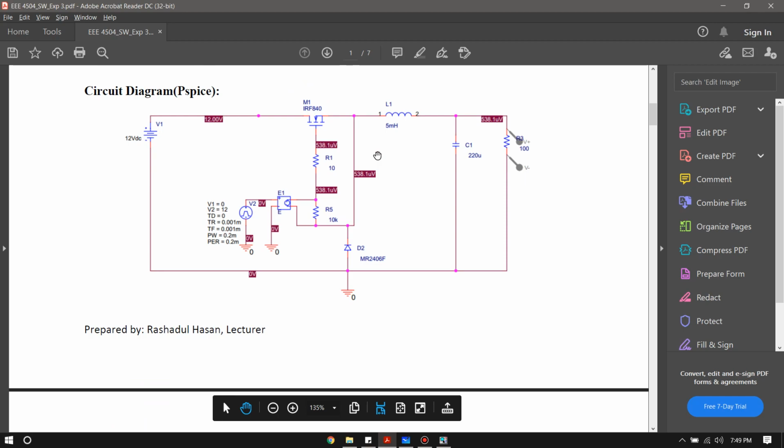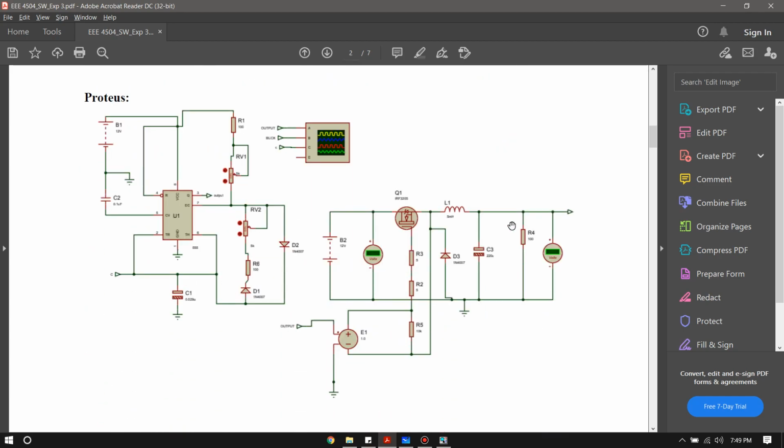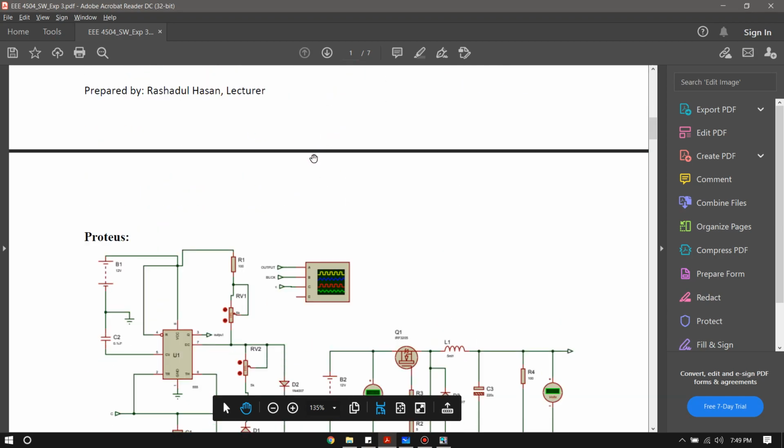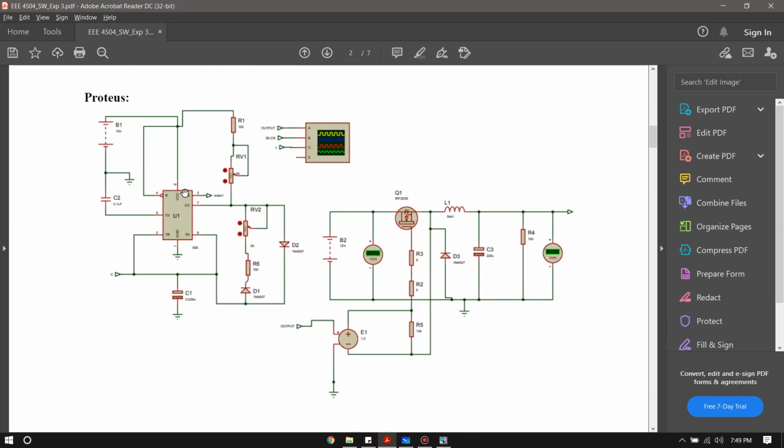Now, as I said, we're going to be looking at both PSpice and Proteus software. So we're also going to study the buck converter using Proteus. And if you look at the Proteus circuit, it's a bit more complicated than our PSpice circuit. So in this Proteus circuit, we're going to be using the 555 timer pulse generator that I discussed already. Okay, so we're going to be using this to generate the pulses for our MOSFET. Okay, so let's go to Proteus.